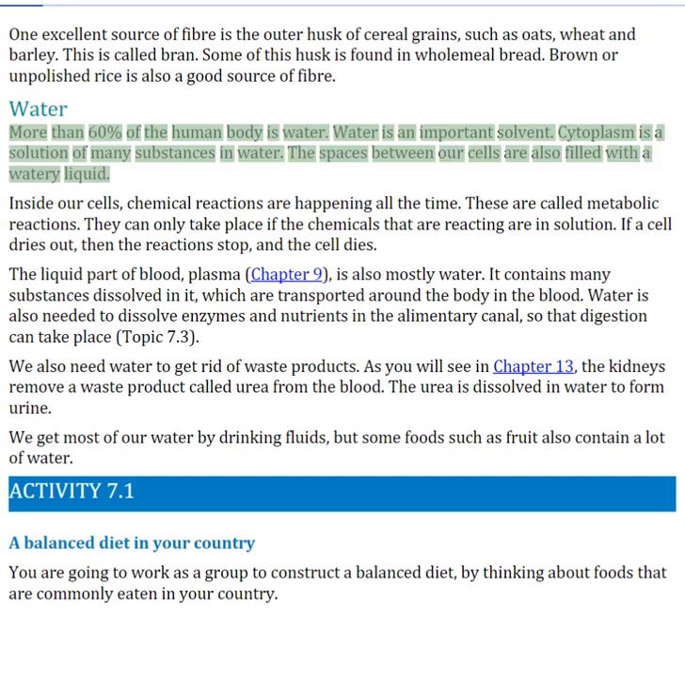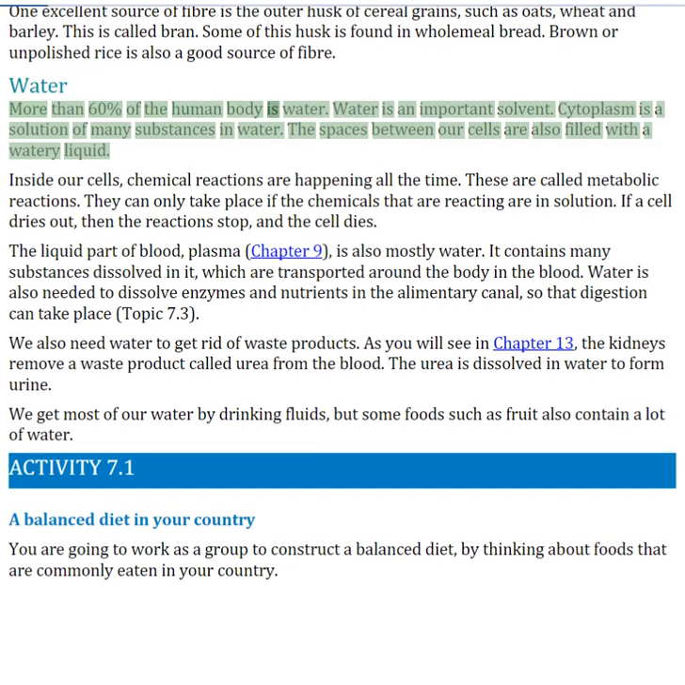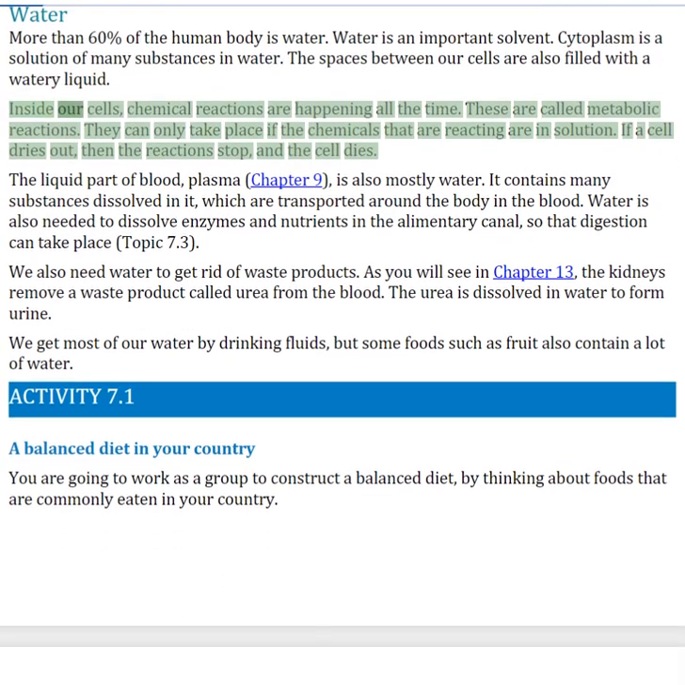Water. More than 60% of the human body is water. Water is an important solvent. Cytoplasm is a solution of many substances in water. The spaces between our cells are also filled with a watery liquid. Inside our cells, chemical reactions are happening all the time. These are called metabolic reactions. They can only take place if the chemicals that are reacting are in solution. If a cell dries out, then the reactions stop, and the cell dies.